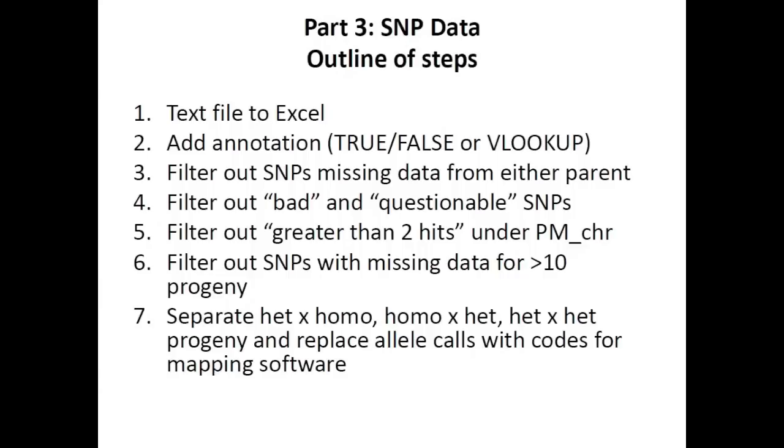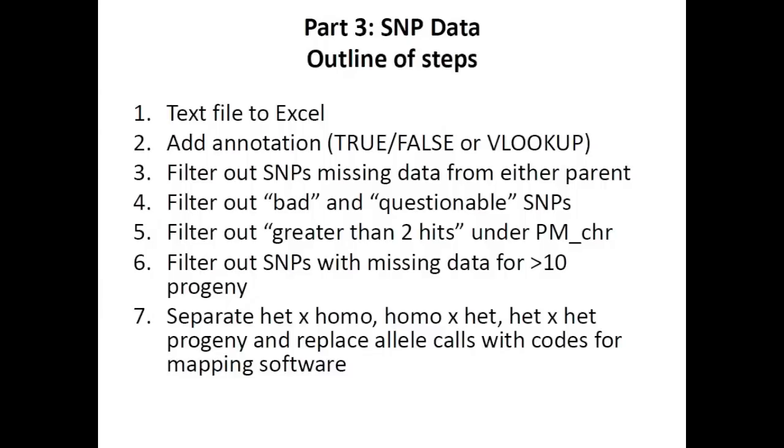Step 3 is to filter out SNPs missing data from either parent. Step 4, filtering out bad and questionable SNPs. Step 5, filtering out greater than 2 hits, which is 2 SNPs on the same pseudomolecule. Step 6 is filtering out SNPs with missing data for greater than 10 progeny. And finally, separating the heterozygous by homozygous, homozygous by heterozygous, and heterozygous by heterozygous progeny, and replacing these allele calls with codes for the mapping software.